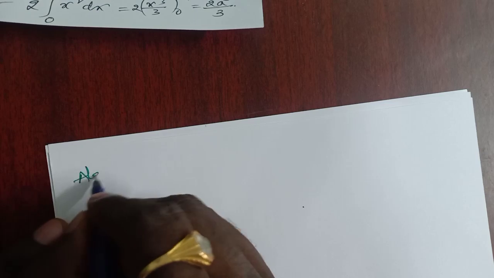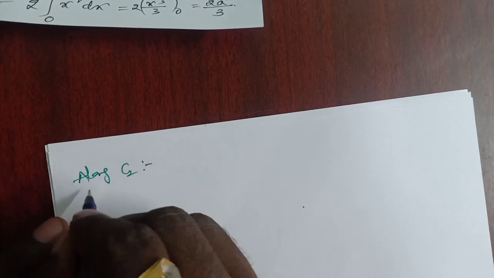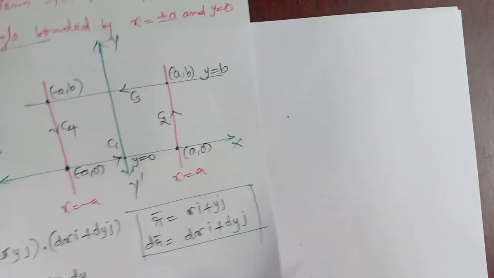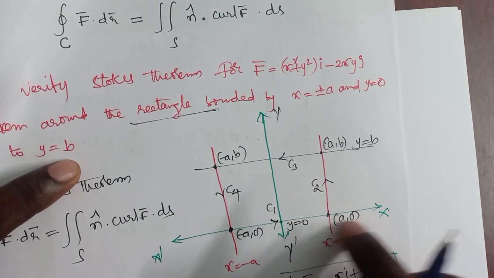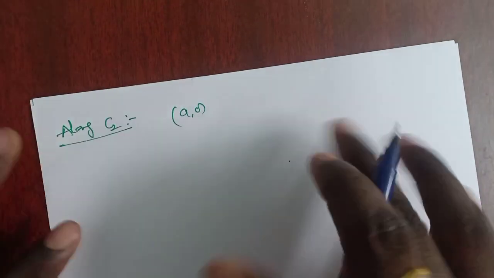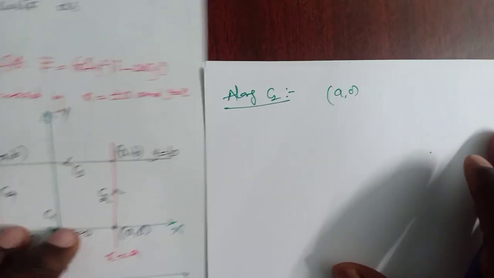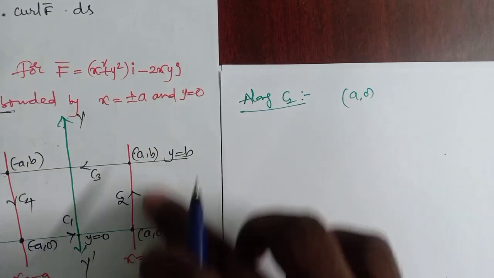Now along the curve C2, so clearly along the curve C2, what are the changes? We have A0 to AB. So A0 to AB.